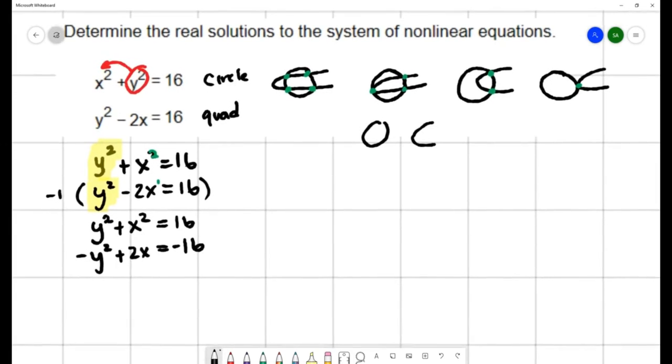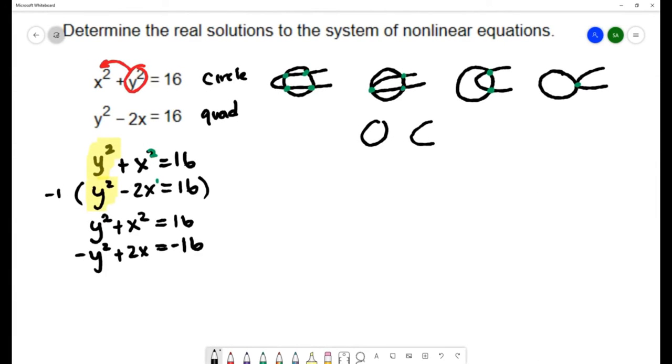And now we're going to use that elimination method. We're going to add the equations together. The y squareds cancel. The x's are going to combine. Excuse me, they don't combine together because they're not like terms. We'll just write them down. So it's x squared plus 2x. And 16 minus 16 is 0. So this gives me a quadratic equation to solve.